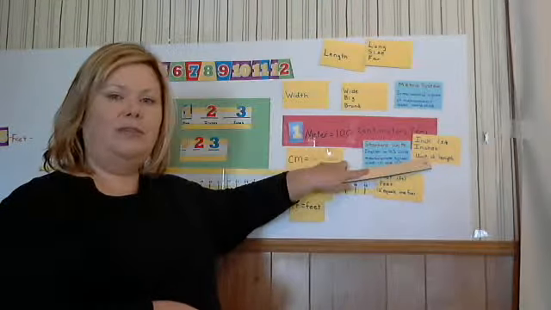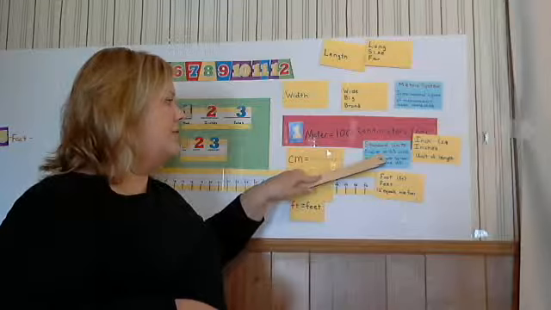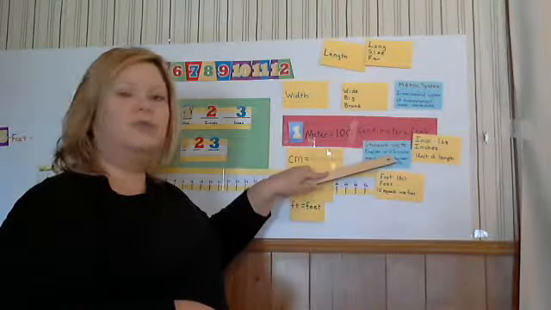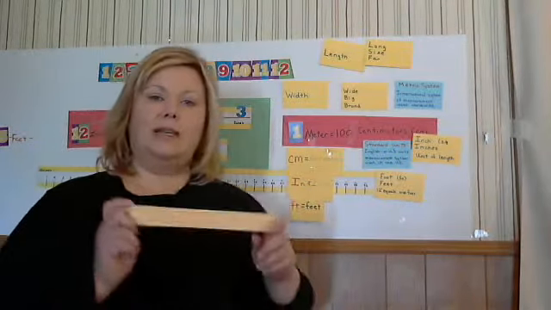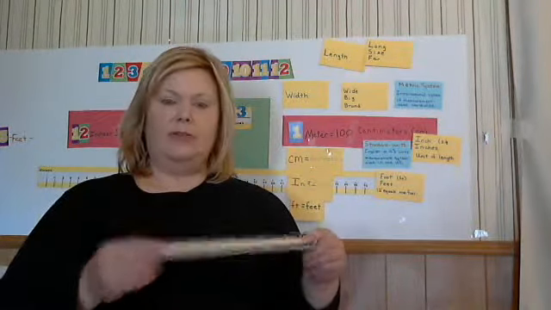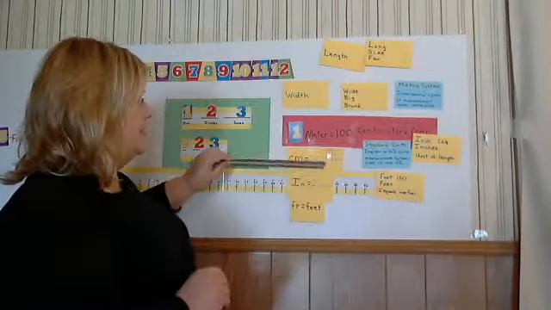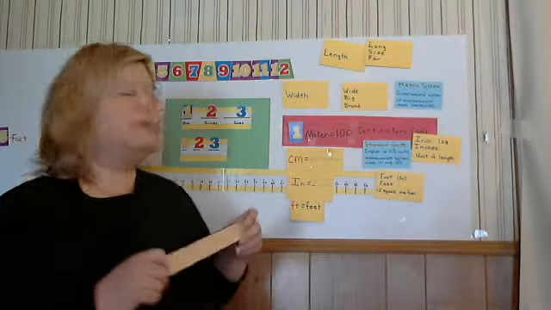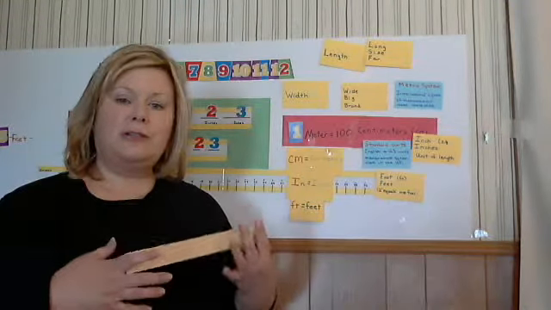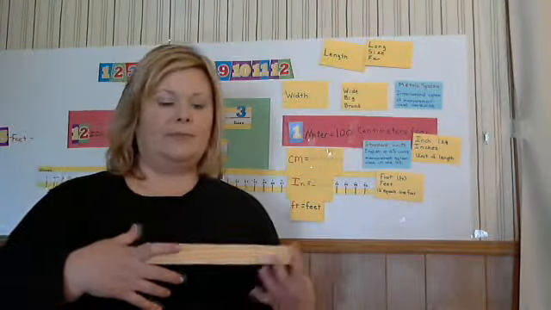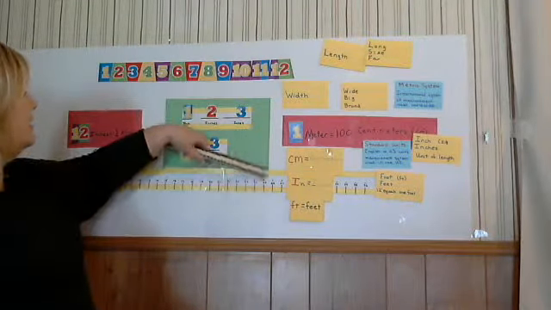Inches is a unit of length which we use for standard measurement, which is also known as U.S. measurements, which is the measurement system used in the United States. Centimeters are used in the metric system. The metric system is an international measurement system used worldwide. So here we have our inches and centimeters.